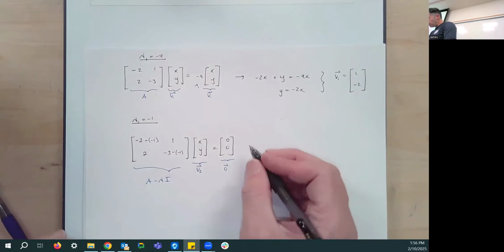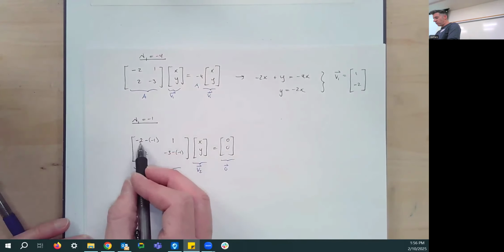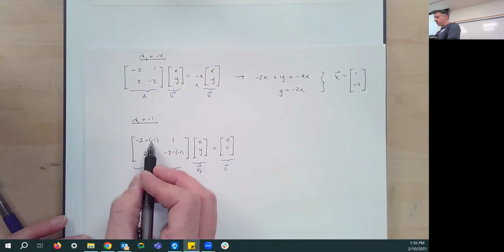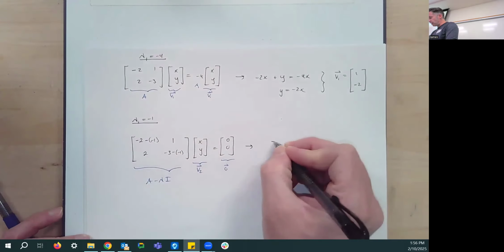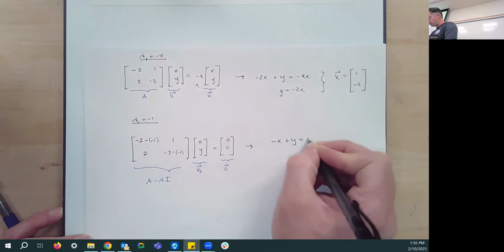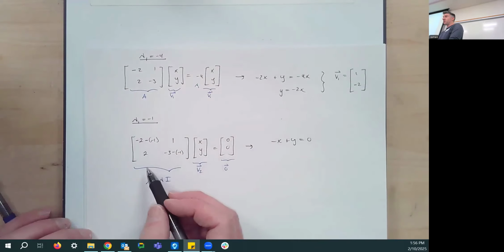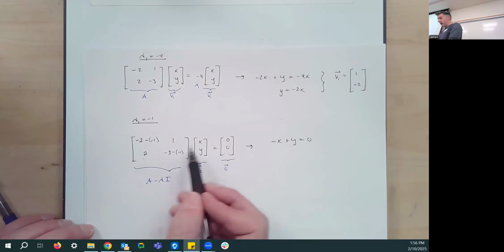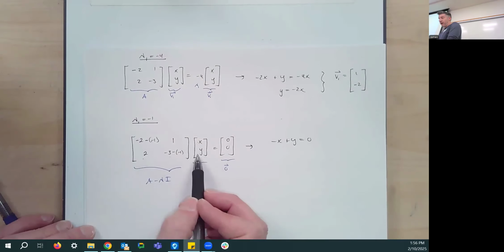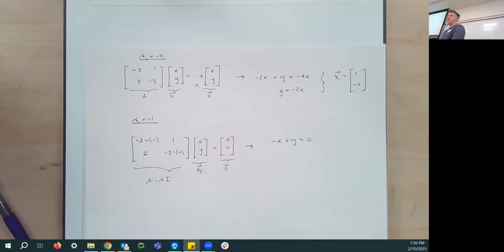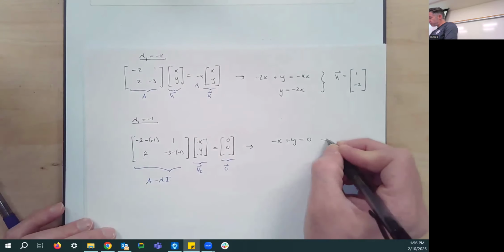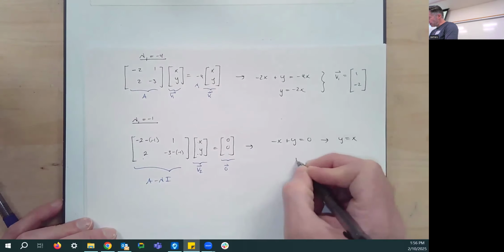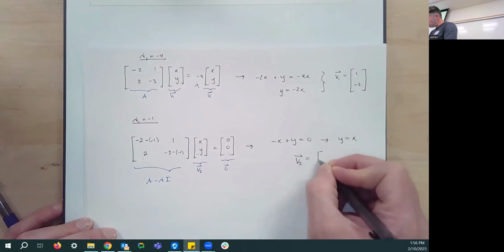So then, looking at both my equations here, -2 plus 1 is -1. So that first equation is -x plus y equals 0. The second equation is essentially the same, right? It's 2x minus 2y equal to 0. We're just saying y is equal to x. So here my eigenvector is the vector 1, 1.